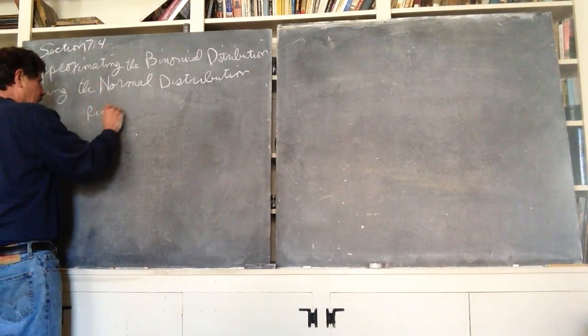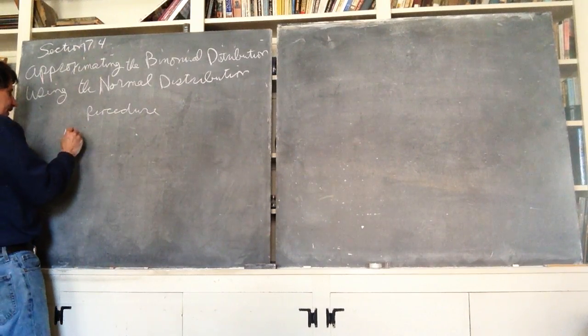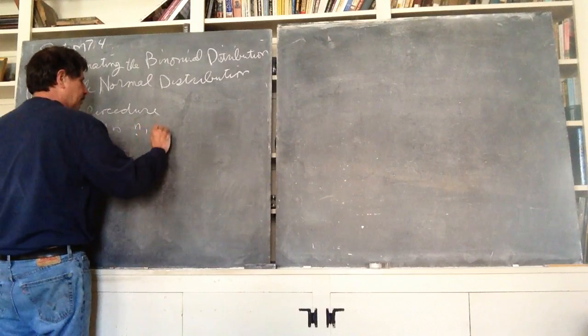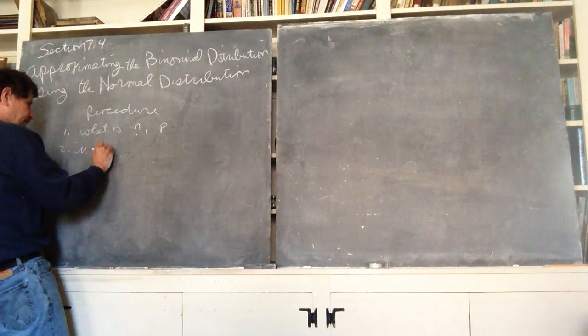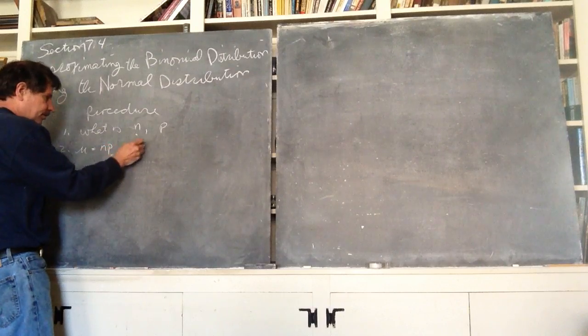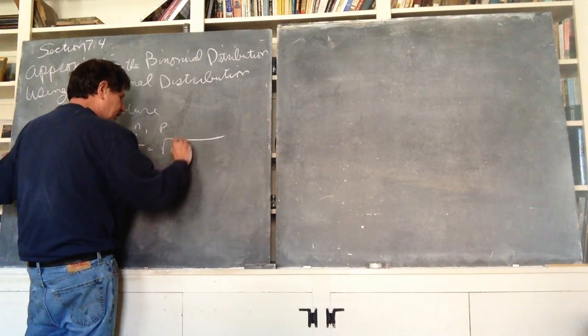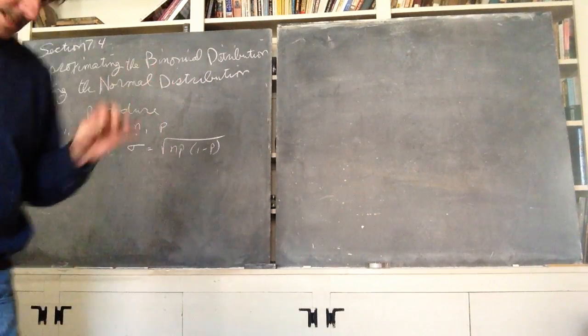Procedure. 1. You identify N and P. 2. Once you have it identified, the mean is NP. The standard deviation is the square root of NP times 1 minus P. And we're going to use them in a Z situation.